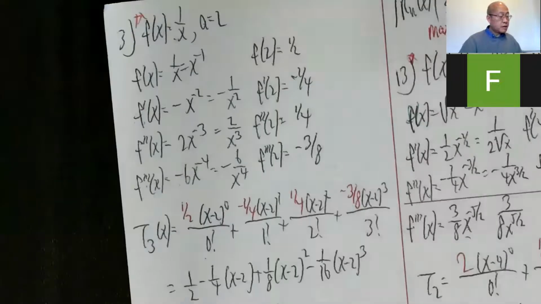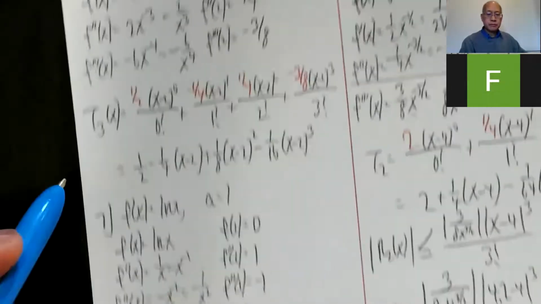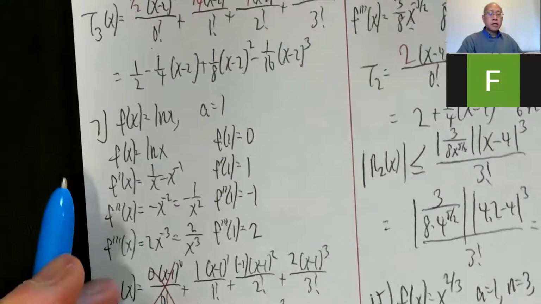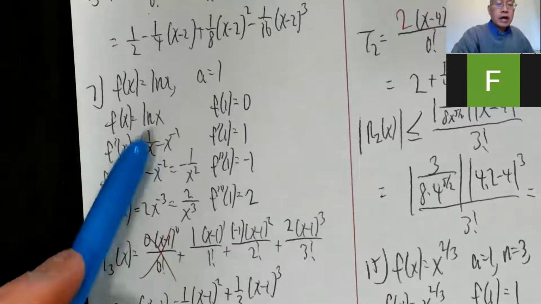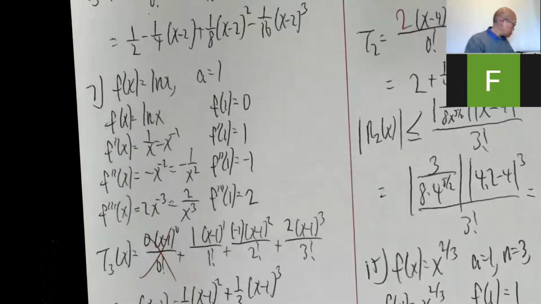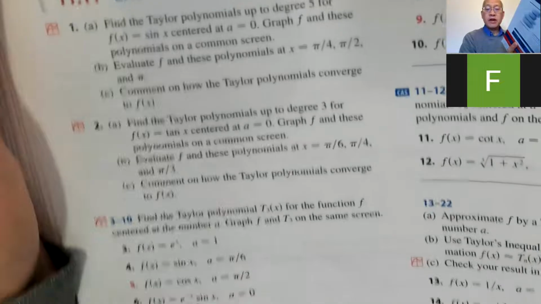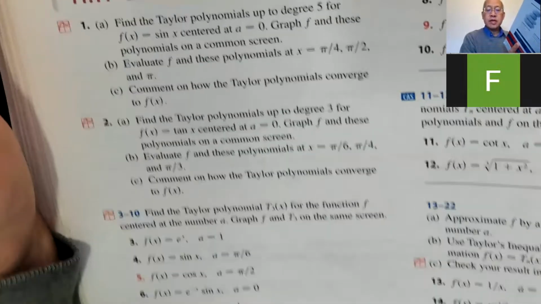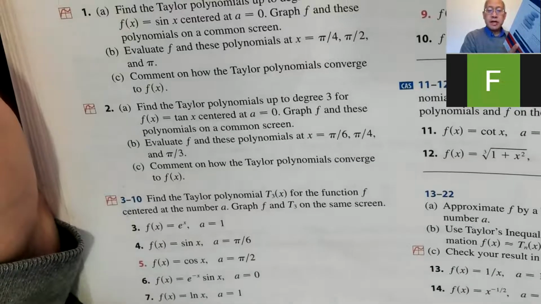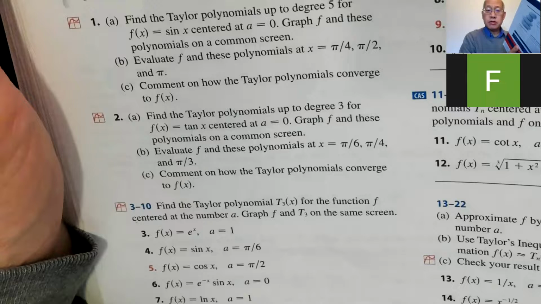All right, so last time I did 3 star. Let me do 7. F of x is natural log of x, a equals 1. So these problems, they want you to find T3. Look down at problem 3 through 10 there. I can't point it out because I'm using 2 hands to hold the book up.